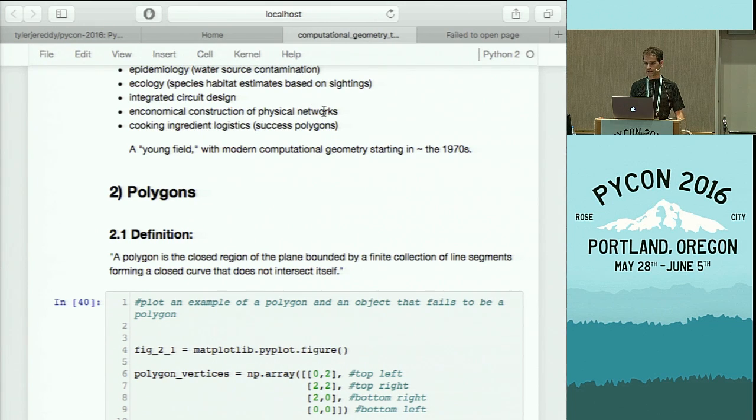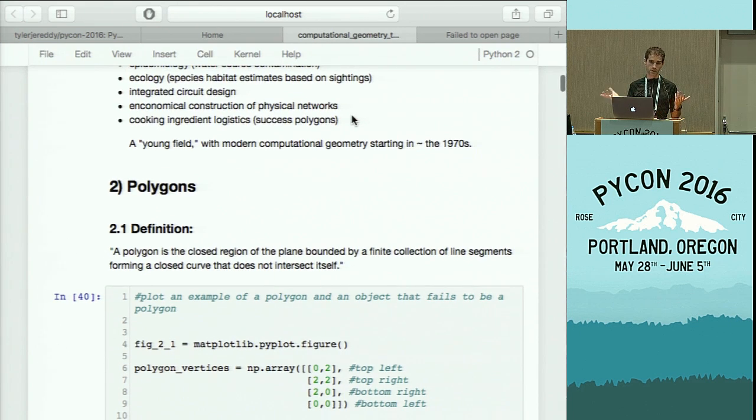Economical construction of physical networks. So if you were building a really big computer network and you were connecting those computers with really expensive wiring, you want to figure out the cheapest way, the minimum amount of network wire to use, and the proper topology for connecting all of the machines. That's a problem that computational geometry is well suited for.